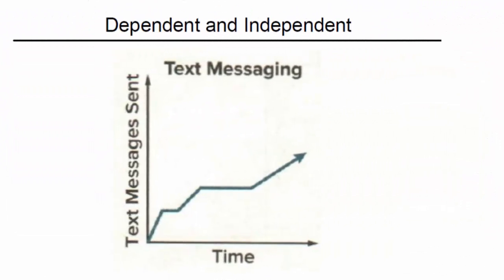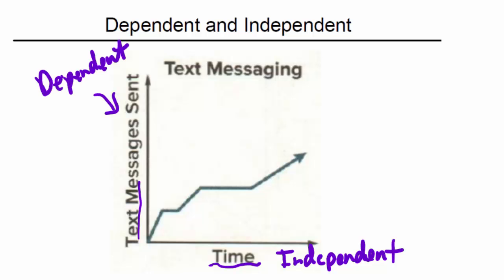Okay, dependent versus independent. Now, what we've said before is independent is usually the value that you can choose, which is typically the x, and the dependent is typically the y, and that's almost always calculated. So this is showing us the text messages sent, on the y-axis, and time. The amount of text messages you send really depends on how much time you have to send them. So that's why we say the time value is the independent, and the text messages here will be the dependent.